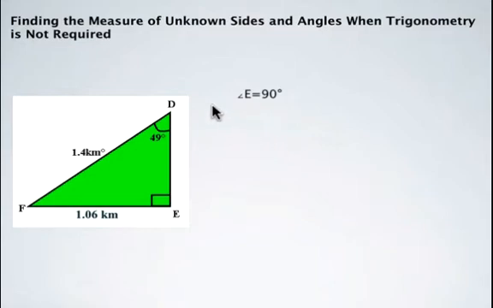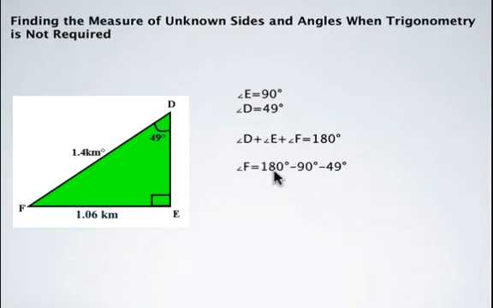So let's start off. We know that angle E is 90. We know that angle D is 49 degrees. And we know that the sum of the angles in a triangle is 180 degrees. So we can use this fact in order to solve for the missing angle, which is angle F. So angle F is equal to 180 degrees minus 90 minus 49, which is equal to 41 degrees. So now we know angle F is 41 degrees.